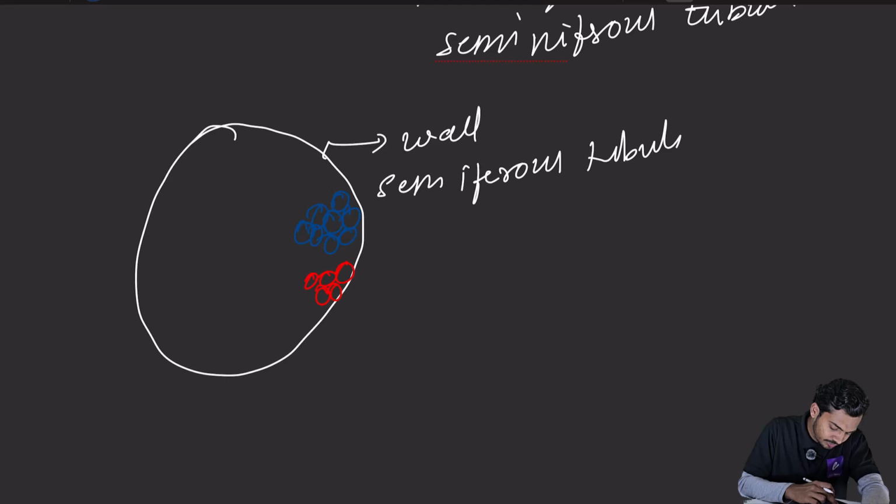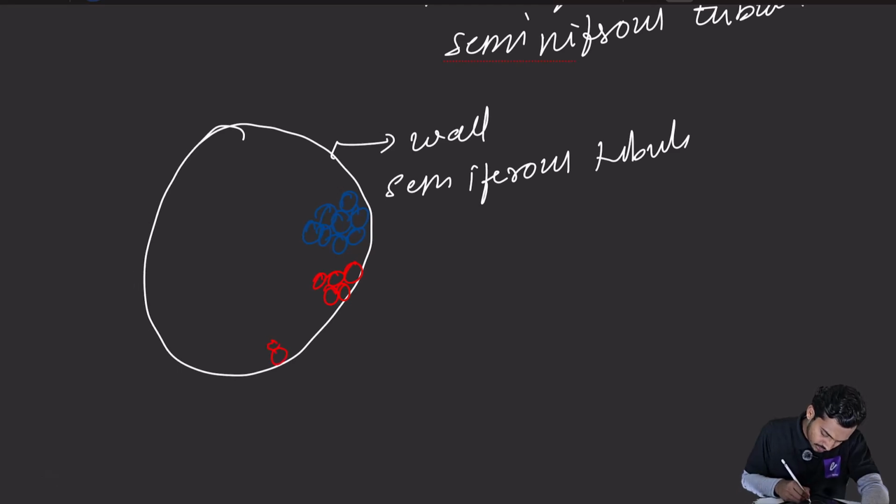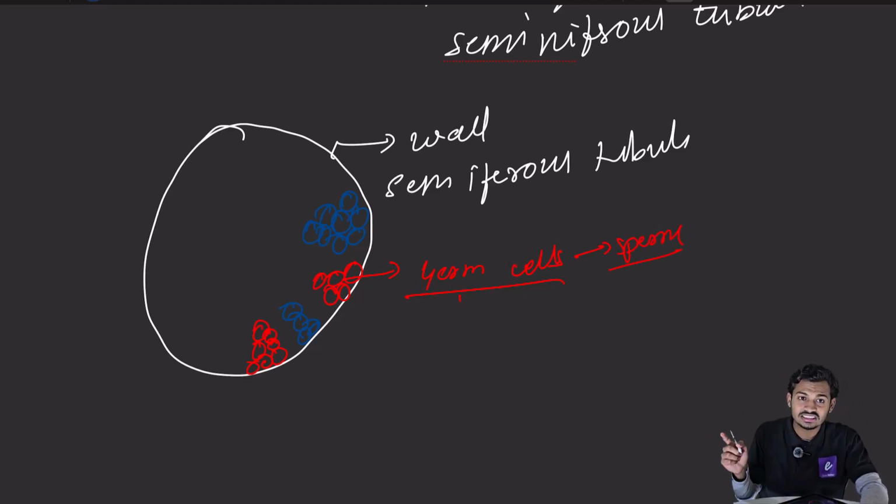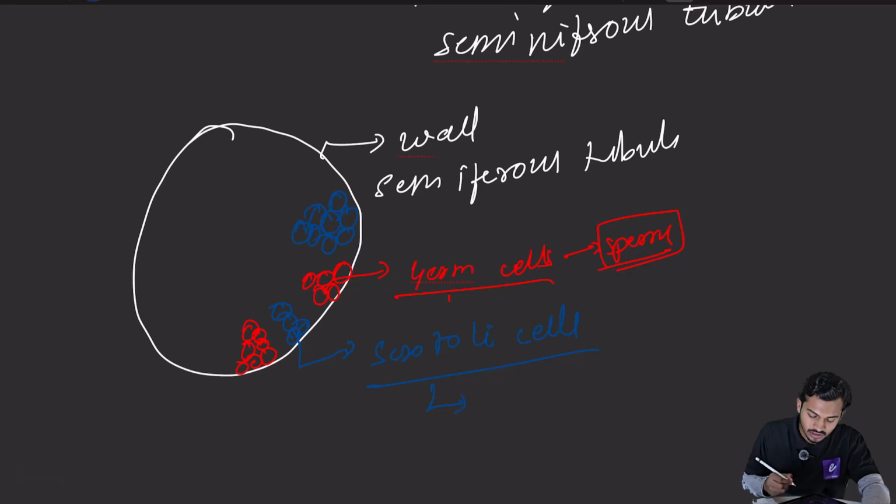Right? So inside the seminiferous tubule there are two types of cells. Understood? So these red color cells are called germ cells. What is the work of germ cells? Germ cells make sperms. So germ cells will undergo meiosis, meiotic division, to form sperms. And the blue color cells you see are called Sertoli cells. What is their work? They provide nourishment for germ cells.